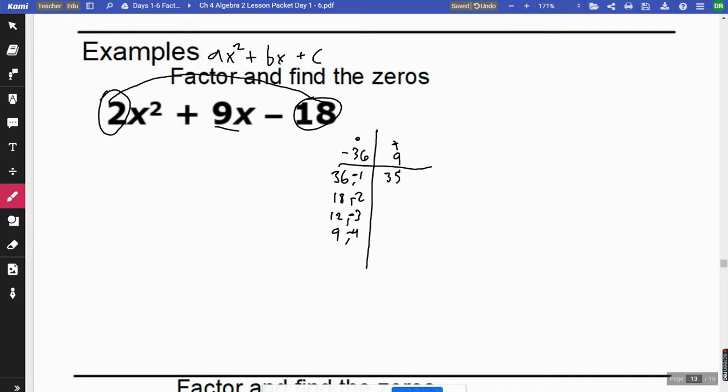And then just check it out. So this one adds up to be 16. Nope. This one adds up to be 9. Yep. So I don't have to do any more. I found it. Now, this is where the two methods split.